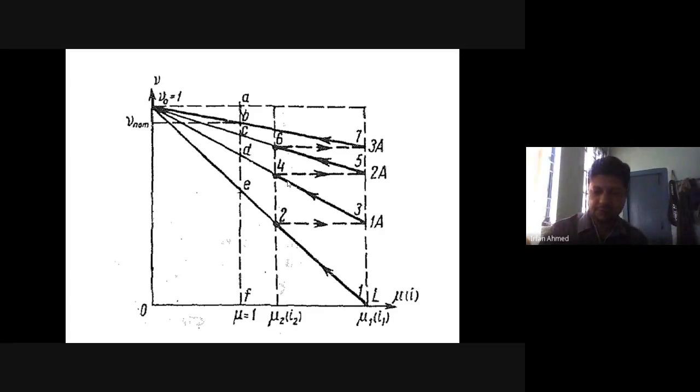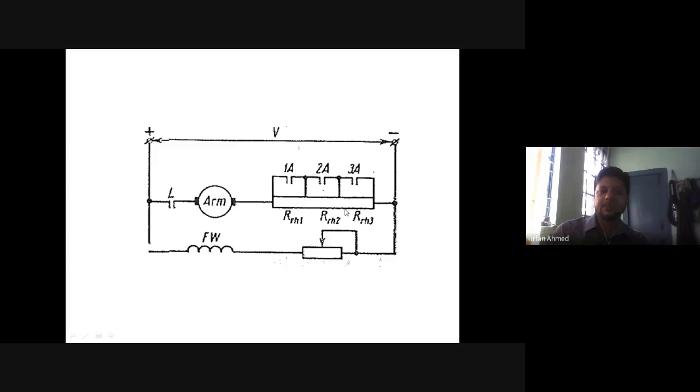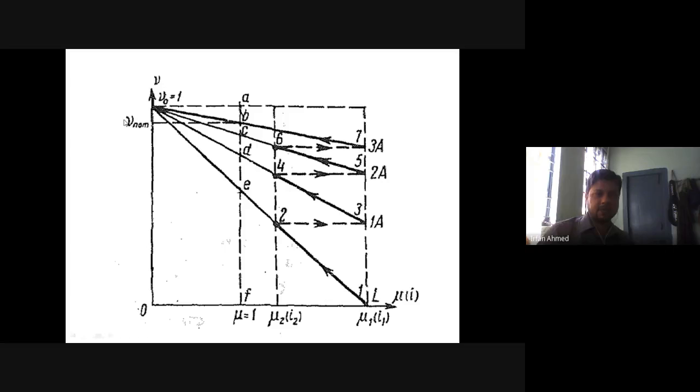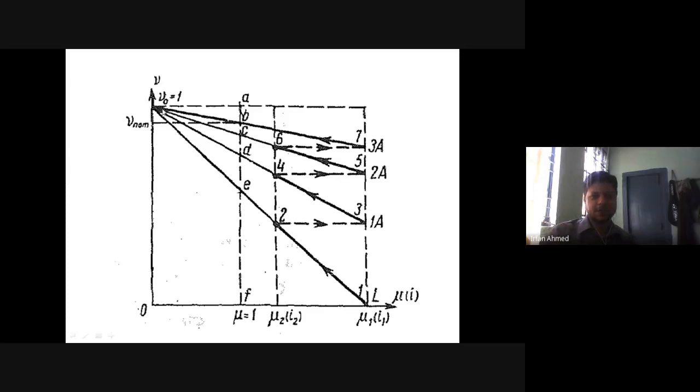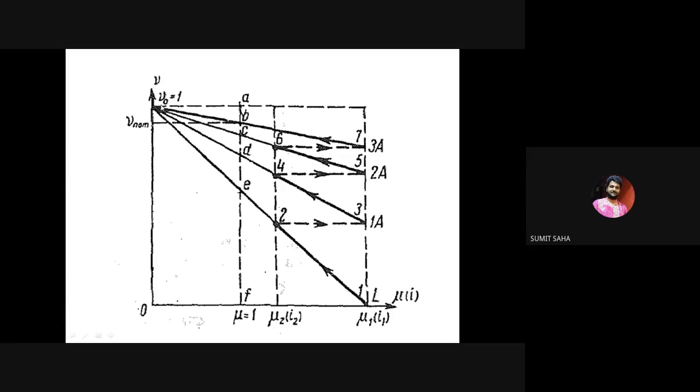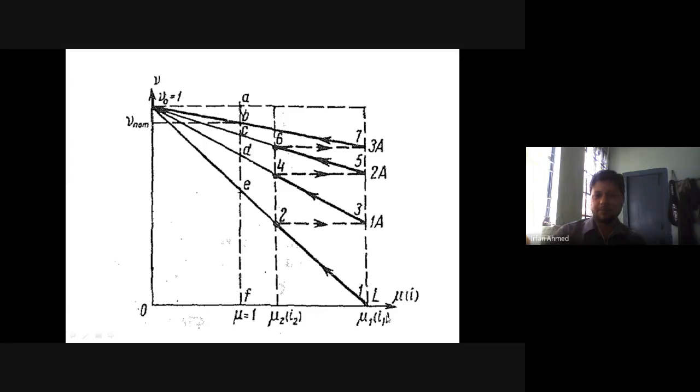Initially, all three resistances are present in the circuit: RH1, RH2, and RH3. These three contactors are open, and we are closing the line contactor. From where will the motor start operating? From this point capital A or from this point capital B? From capital A. When you start your bike, does it start at rated speed? No, it starts at zero speed. So it has to start from here.